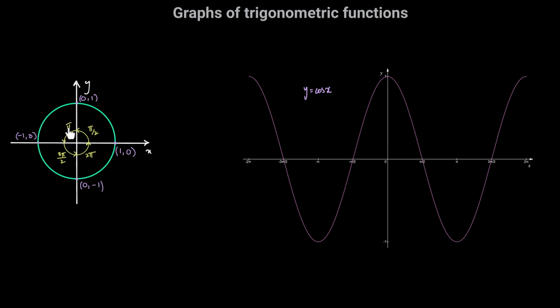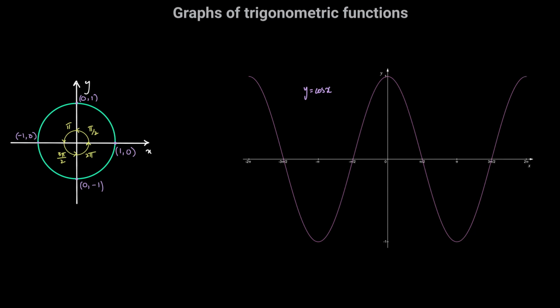When x is equal to pi radians or 180 degrees, the x coordinate is negative 1. So when the angle is pi radians or 180 degrees, cosine of x is equal to negative 1. When x is equal to 3 pi over 2 radians or 270 degrees, again the x coordinate is equal to 0. So cosine of x is equal to 0 when the angle is 3 pi over 2 radians or 270 degrees. And then after 2 pi radians or 360 degrees, we complete a full revolution. And again, we can see that the x coordinate is 1 again.